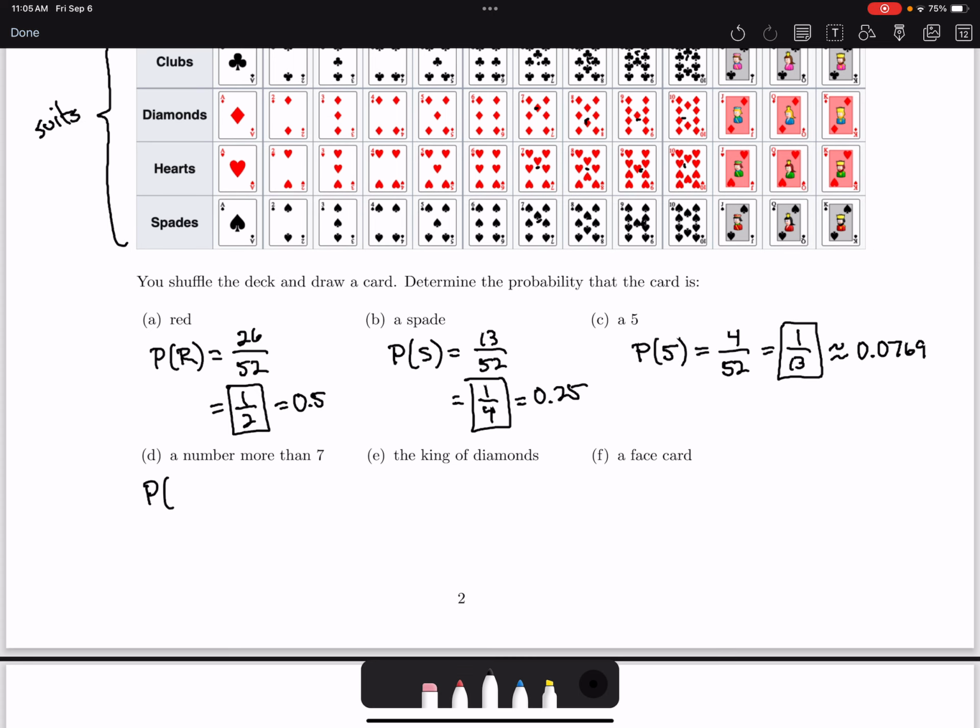So the probability that it's more than 7 is going to be 16 out of 52. I know that number reduces because both of those numbers are even. So I'm just typing it into the Desmos calculator to do that for me, I'm too lazy. This is 4/13, or approximately 0.3077 if we round to 4 decimal places.